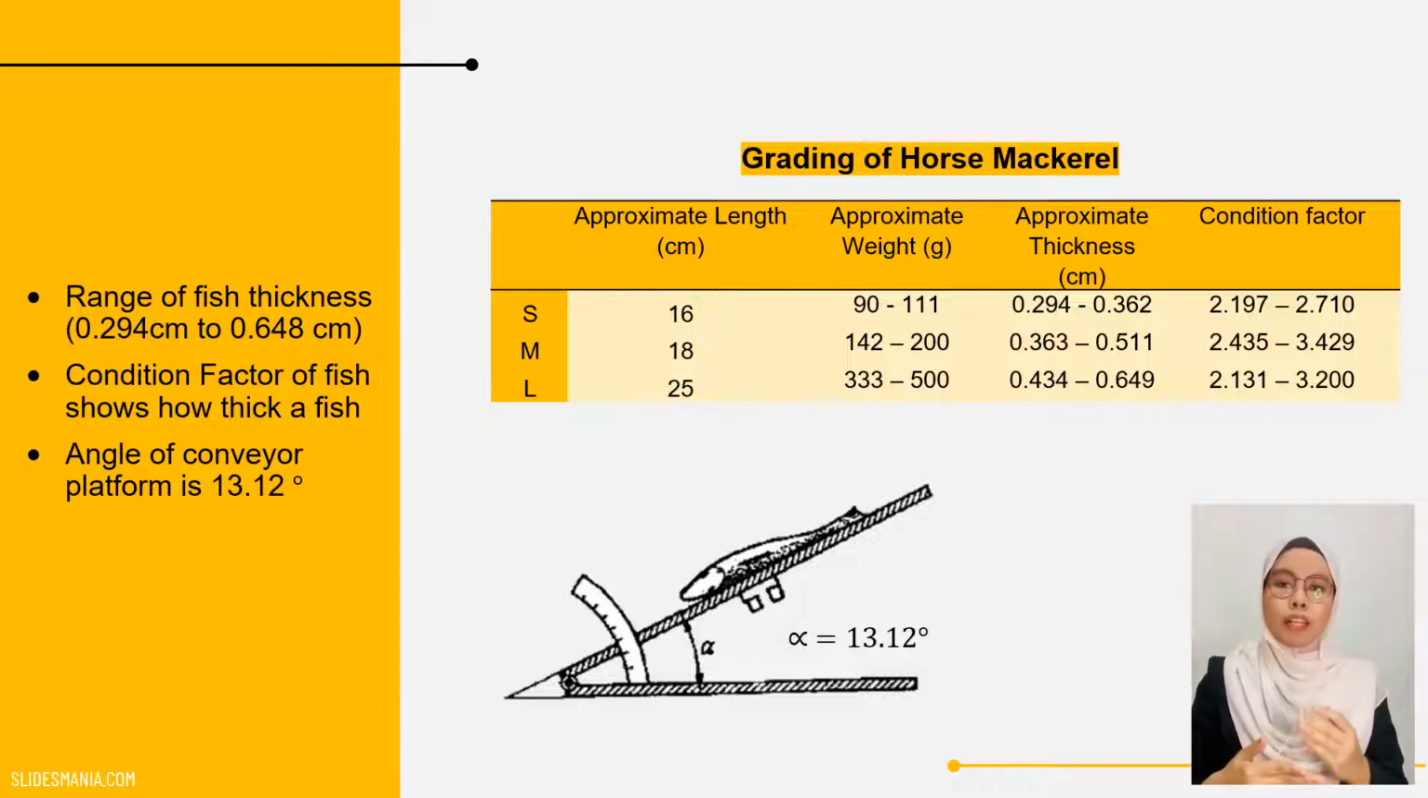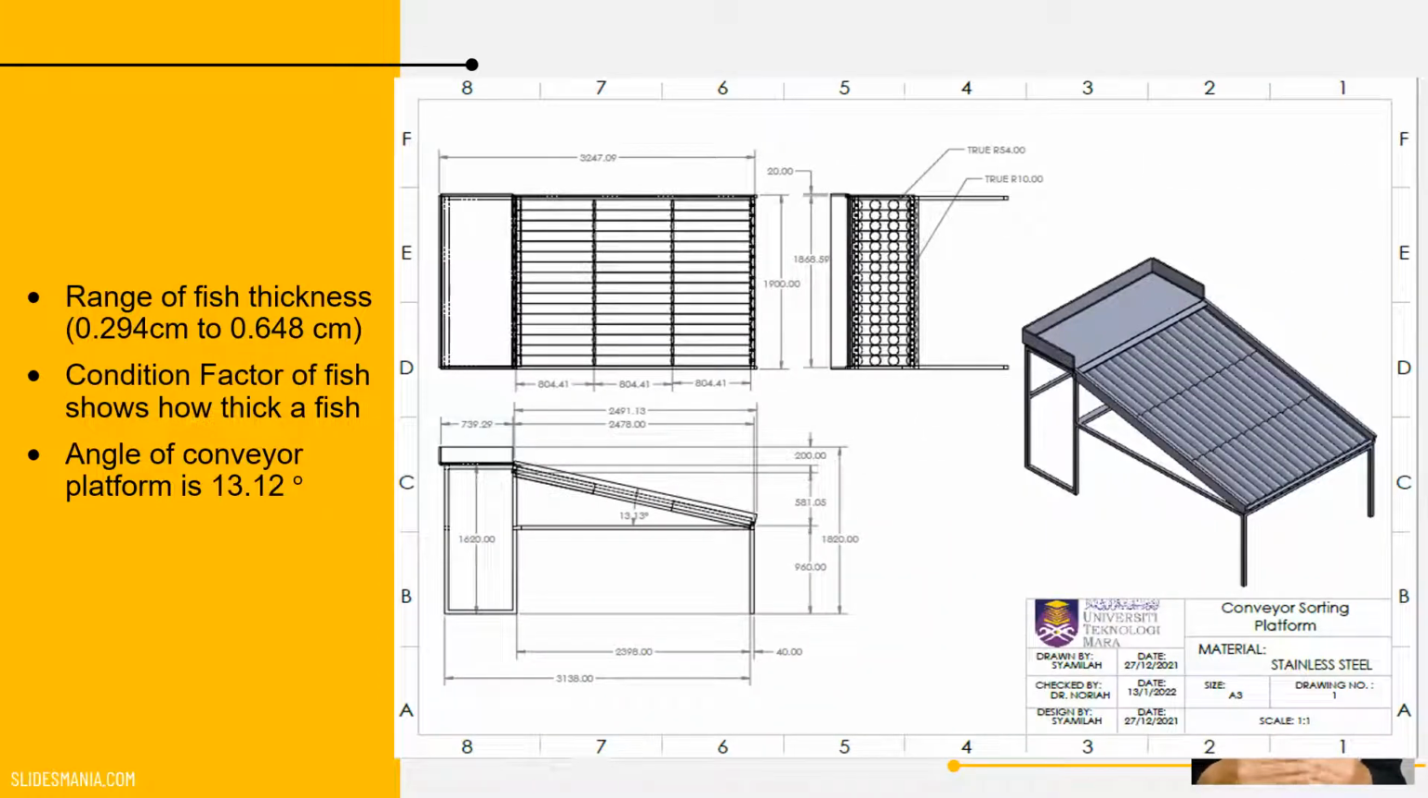In general, the machine will sort or divide the fish into three categories by sliding down the conveyor platform at an angle of 13.12 degrees. Next is the figure of the 3D design that was developed in the SolidWorks software and its dimensions based on the parameter settings that were calculated.